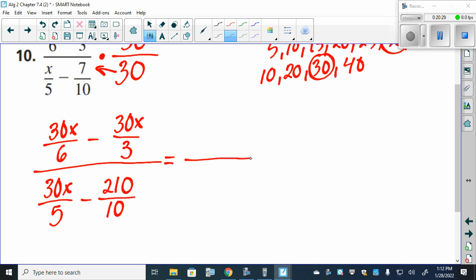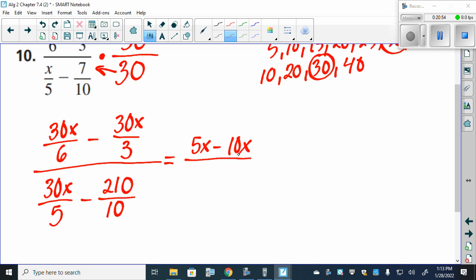Well, now we just need to simplify each one of these fractions. Well, the first one that we have is 30x divided by 6. Well, 30 divided by 6 is 5, and we have x. 30x divided by 3 is going to be 10x.